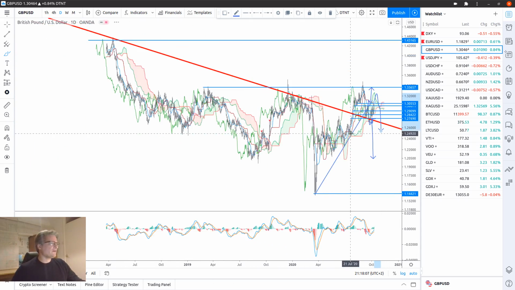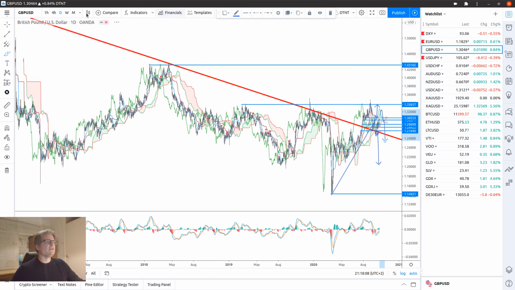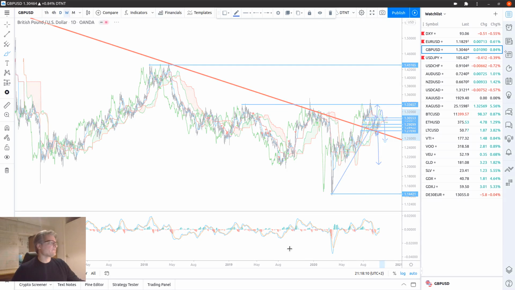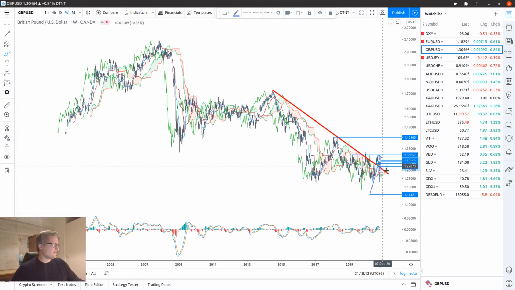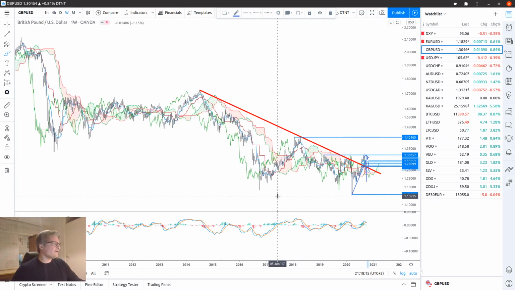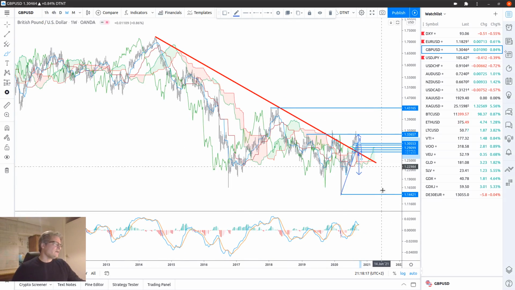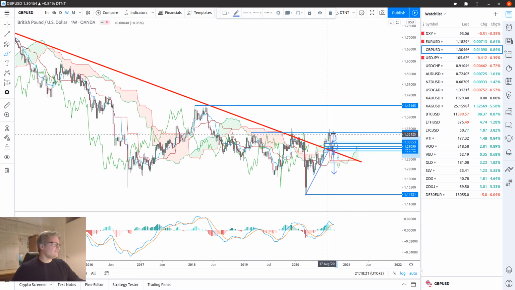So if we zoom out, we can see, well, let's go to the weekly. Then here we have this long trend going on, and we do have some bottom forming here, but we might go one more time to the downside before we can go higher again. Maybe we can see some consolidation.